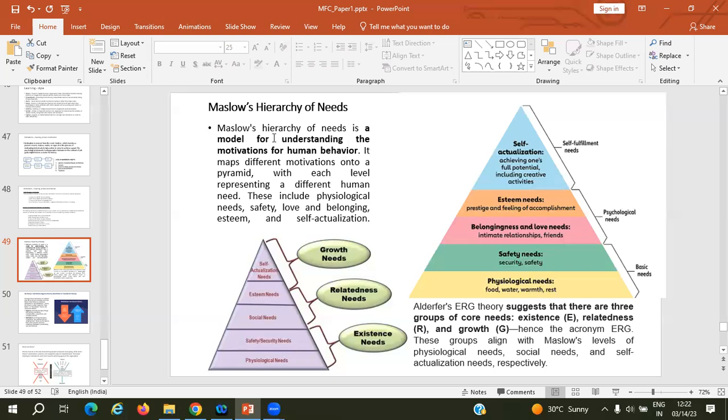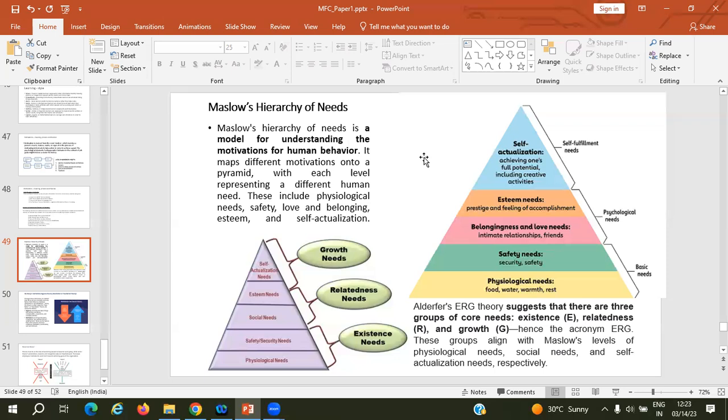What is written? Read. Maslow's hierarchy of needs is a model for understanding the motivation of human behavior. It maps different motivations into a pyramid, with each level representing a different human need. This includes physiological needs, safety, love and belonging, esteem, and self-actualization. The same thing is written here. Suppose you have to explain it in the exam, you can elaborate, you can write, you can draw a diagram. This will give good marks. So this is one important theory for motivation.